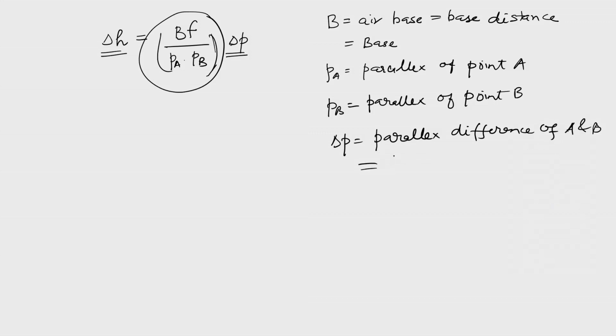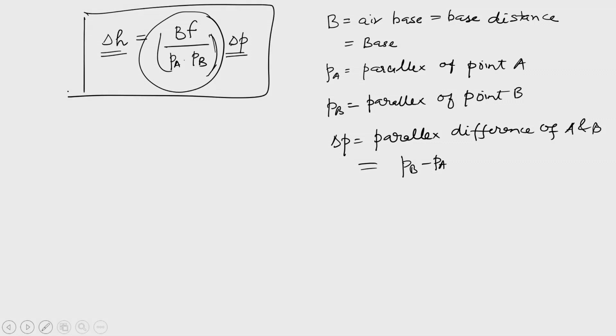Which is nothing but PB minus PA. So, let us look into this thing. That is one expression I got for my height calculation. So, I am measuring delta P from the image, and now I am calculating the delta H. Okay, so let us write PB equal to PA plus delta P from here.